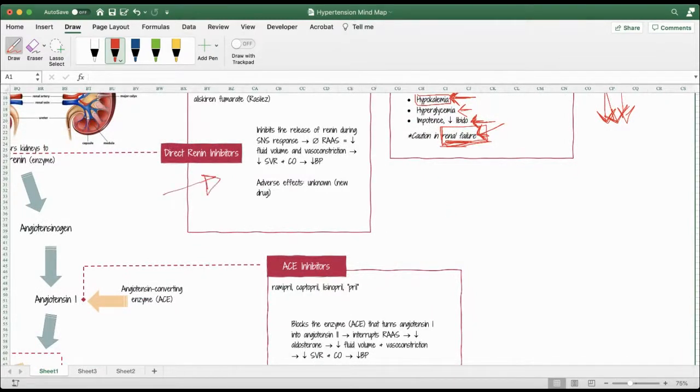This direct renin inhibitor is something new. I've never seen it in life. You can understand how it works. This is a really easy one. It inhibits that release of renin.